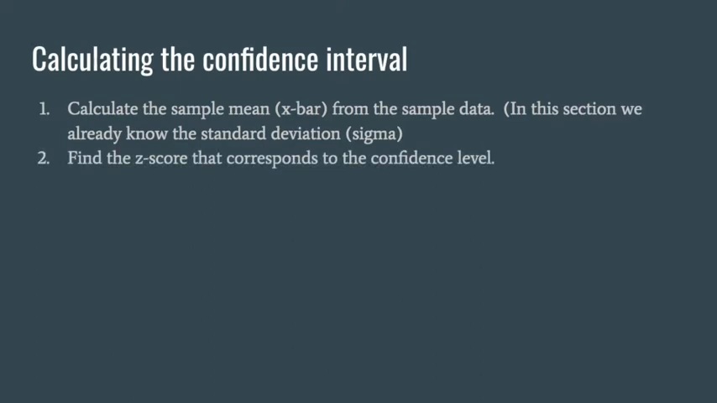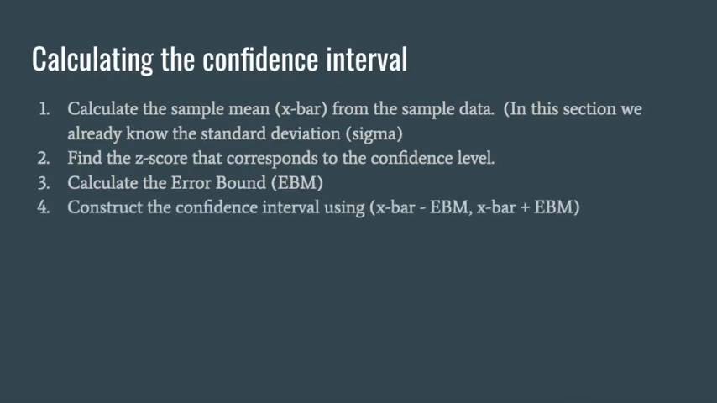Now the z-score, remember the formula for z-scores? We did that in chapter 6 for normal distribution, and we did it again a little bit with the central limit theorem in chapter 7, so hopefully you know how to do that. And then using those two things, we're going to calculate the error bound. So I'll walk through all of this in just a minute, but then we're going to construct the confidence interval where we do x bar minus the error bound and x bar plus the error bound.